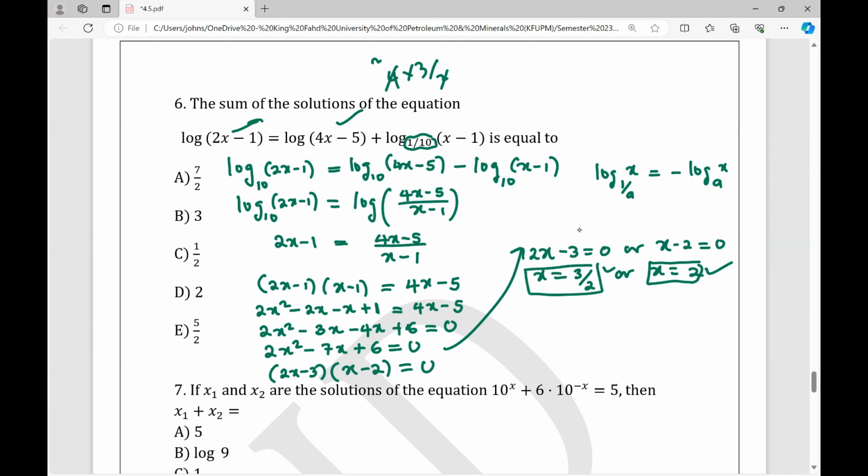Very good. So our solution set, we have 2 solutions. Both of them are solutions. So what will be the sum? The sum will be 3 over 2 plus 2, which is the same thing as 3 over 2 plus 4 over 2, and this is 7 over 2. All right.